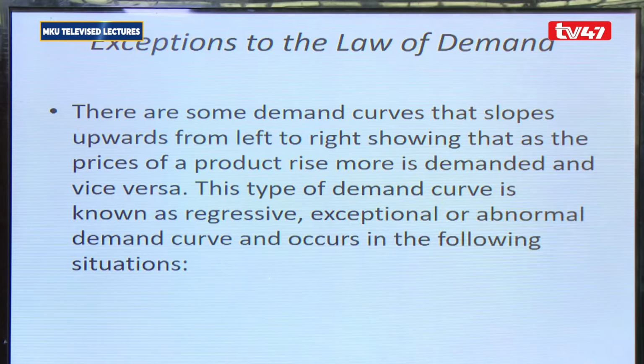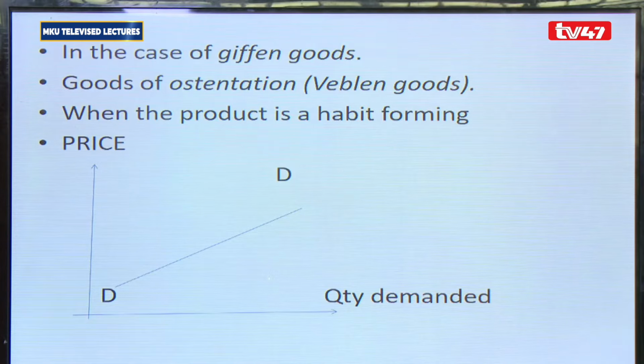So we ask ourselves, what are these exemptions to the law? One of the exemptions is a situation where the price increases and the demand also increases. The first exemption is where the goods are called Giffen goods, G-I-F-F-E-N. What are these goods? I want to explain that situation. What will make the consumers consume more of a product when its price is going up?